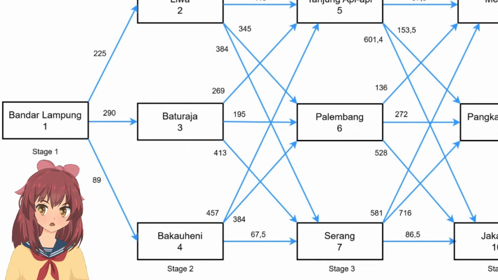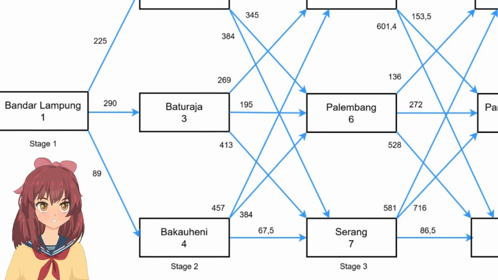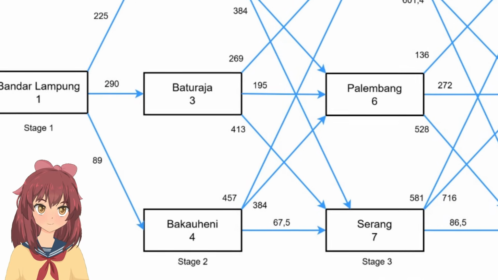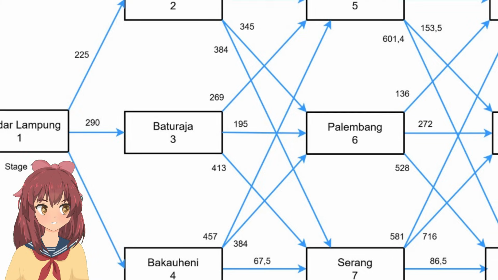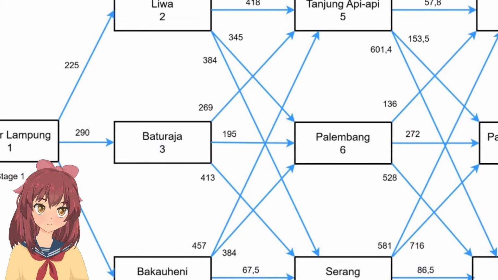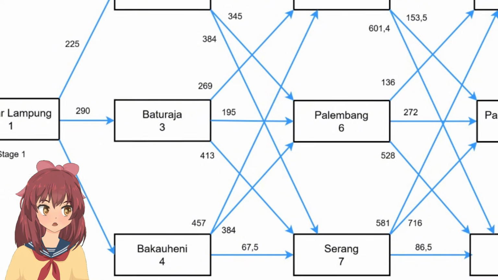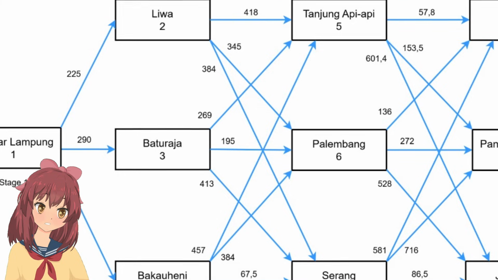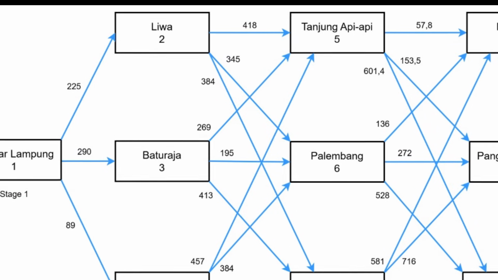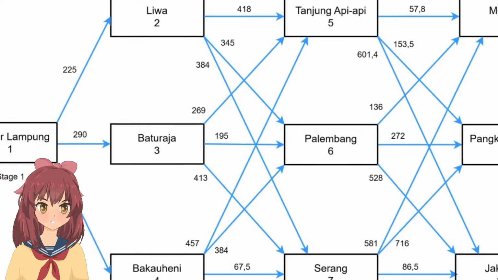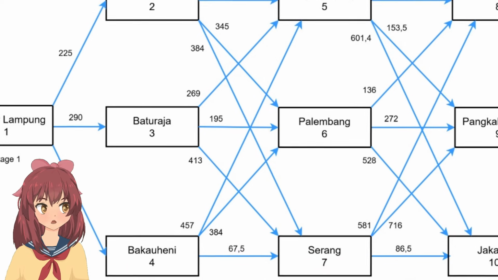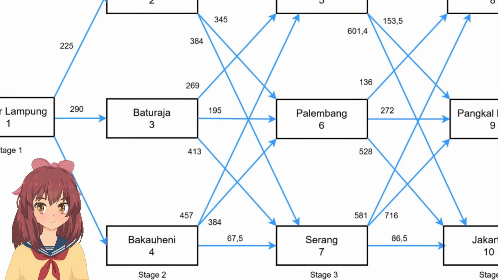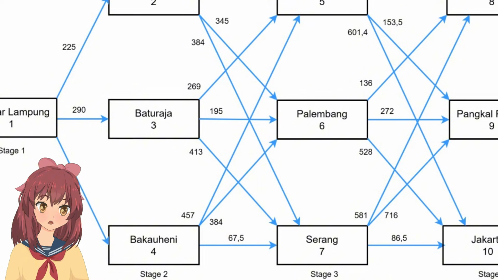At this stage, Liwa, Batu Raja, and Bakauheni are connected to 3 major cities in the next stage: Tanjung Api-Api, Palembang, and Serang. From Liwa to Tanjung Api-Api, the distance is 418 kilometers, to Palembang 345 kilometers, and to Serang 384 kilometers. From Batu Raja to Tanjung Api-Api, the distance is 269 kilometers, to Palembang 195 kilometers, and to Serang 413 kilometers.